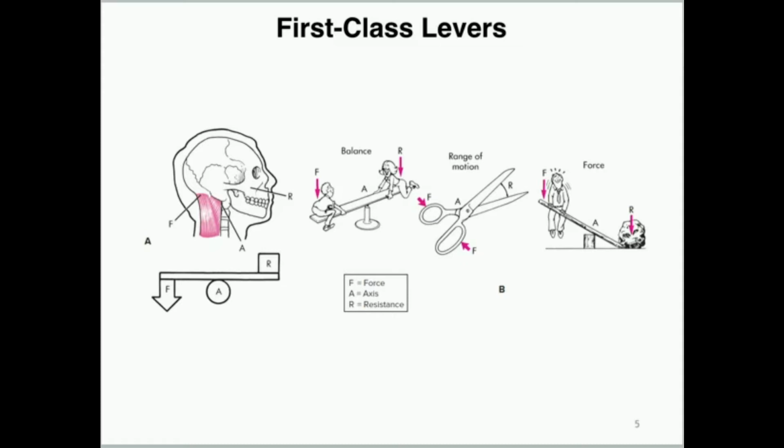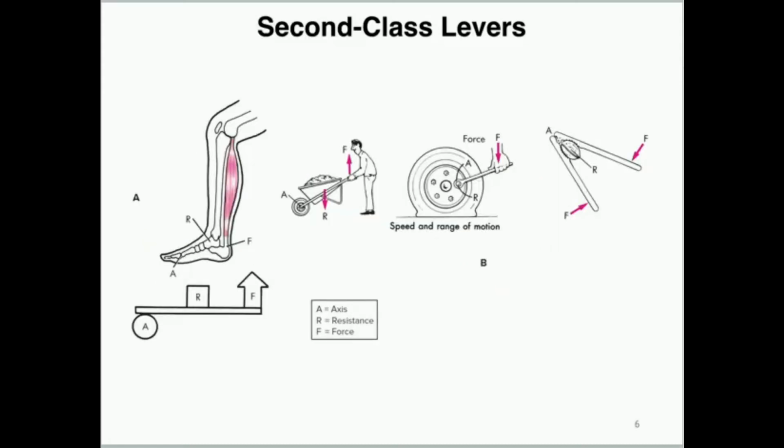And the key with understanding these levers is the relative positions of the force, the axis, and the resistance. Okay? For first class levers, the force and resistance are on opposite sides of the axis of rotation. First class is just like a seesaw. For second class levers, it's a little bit different, okay? The resistance is actually between the axis and the force produced by the muscle.